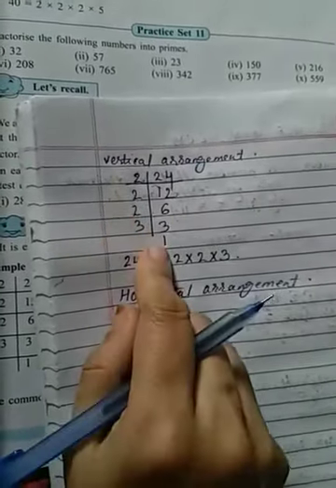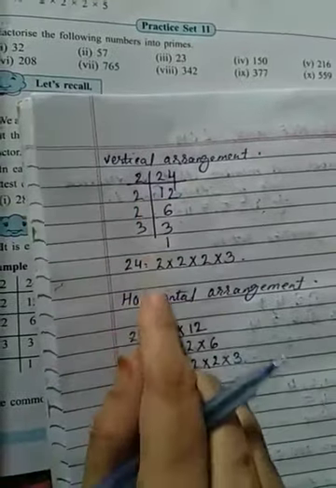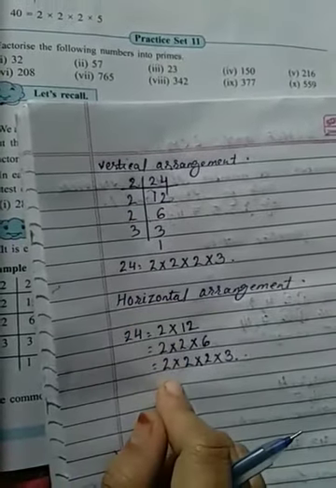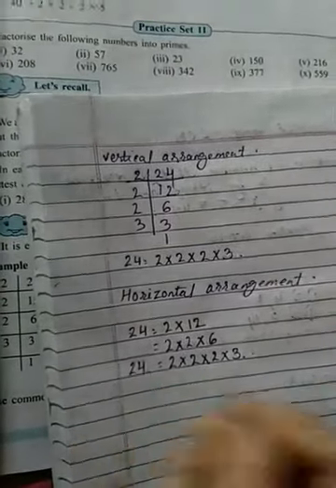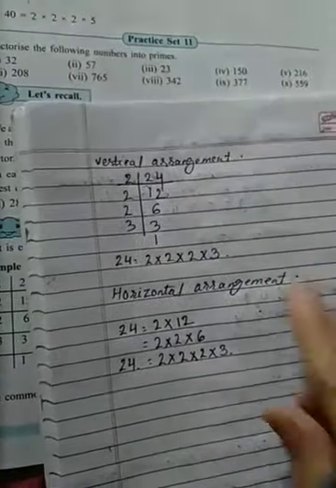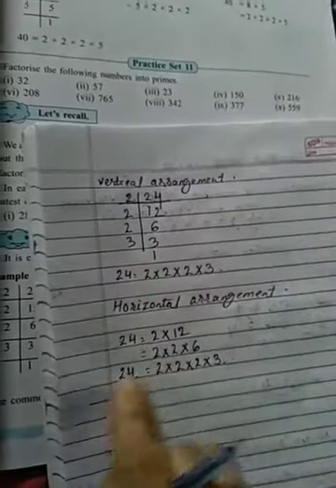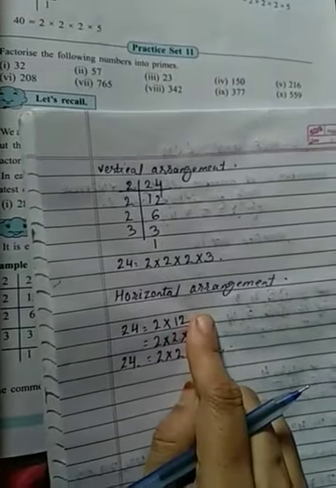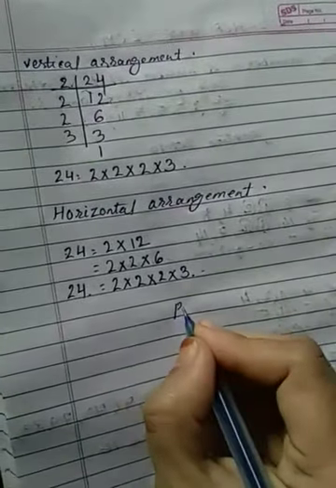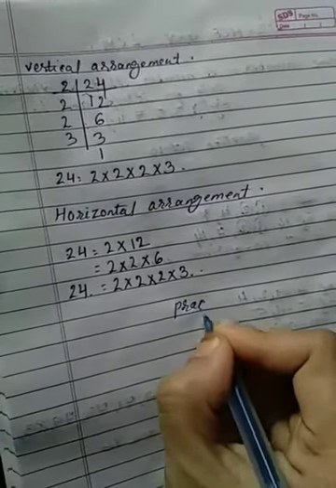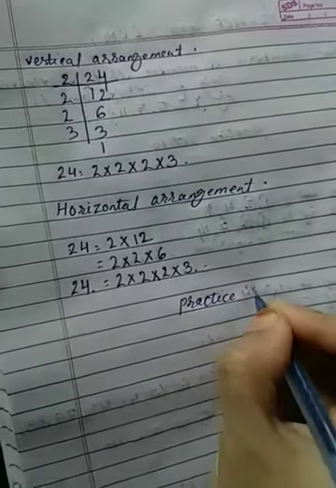अगर आप वर्टिकल अरेंजमेंट से करना चाहते हो तो आप ऐसे कीजिए, आप ऐसे भी कर सकते हो. Understood? So these are the factors of 24. This is vertical arrangement and this is horizontal arrangement. So now practice set. Now we will start practice set 11.